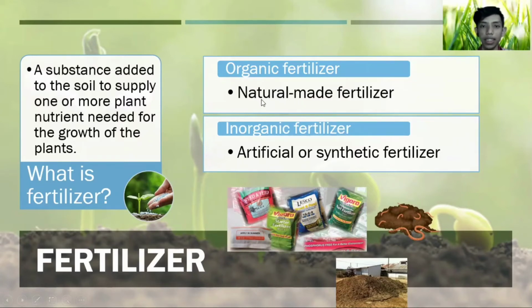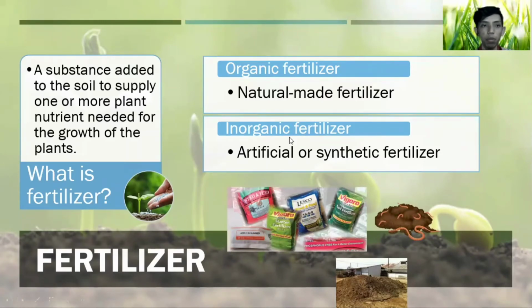Organic fertilizer is natural made fertilizer. That means it comes from natural ingredients, for example, kitchen scraps, the feces of animals, as well as eggshells. The second one is inorganic fertilizer. Basically, it is artificial or synthetic fertilizer, and it is the solution to infuse nutrients immediately to the plant. For example, if the plant is dying, then we can use inorganic fertilizer, like ammonium nitrate, as the solution.